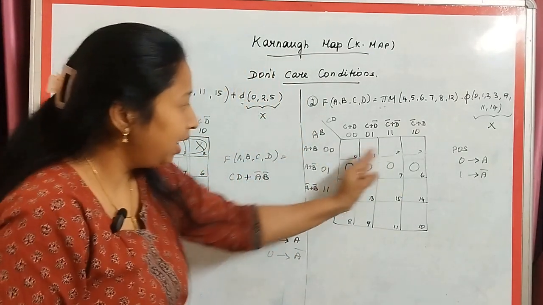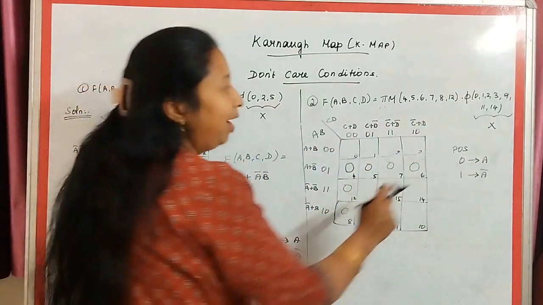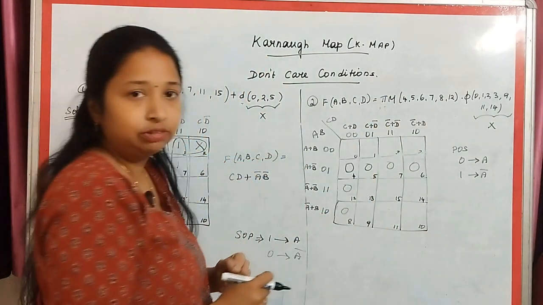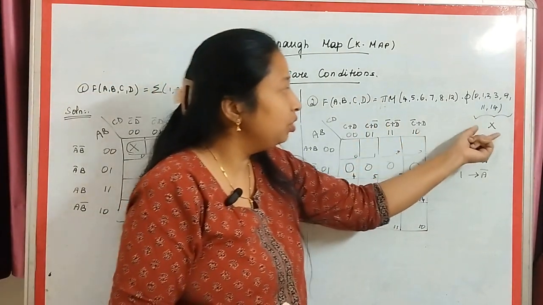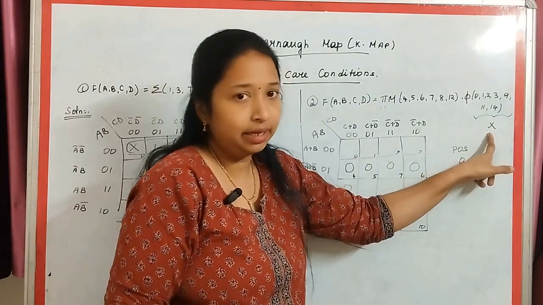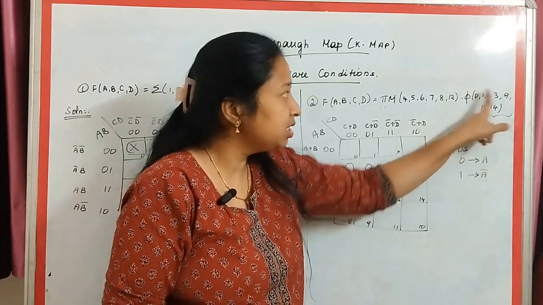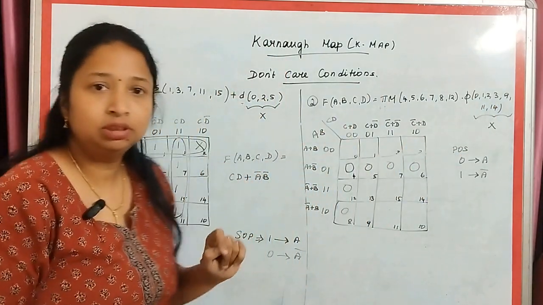Fine. These are the actual max terms that are given for me in the question. Now, you have to include the don't care conditions as well. I told you in the beginning itself, how do you represent the don't care condition inside the K-map? You represent them using a letter X to differentiate and to make the user understand that these terms are the don't care condition terms. Fine.